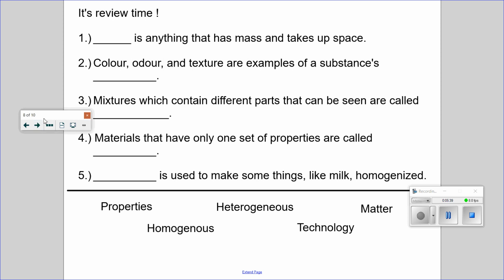Alrighty, let's just wrap up with a review activity. I've got 5 sentences here, and the challenge for you is to match each word in the word list to the correct sentence. If you don't feel that you're prepared to complete this activity, it means you need to go back and watch this video at least one more time. And then when you're ready, please put the video on pause.